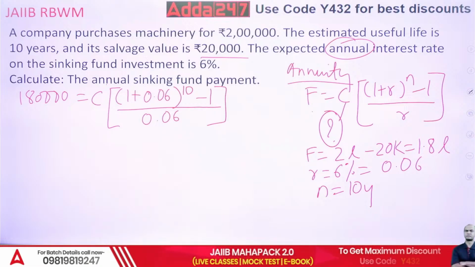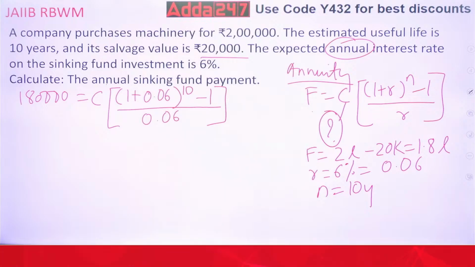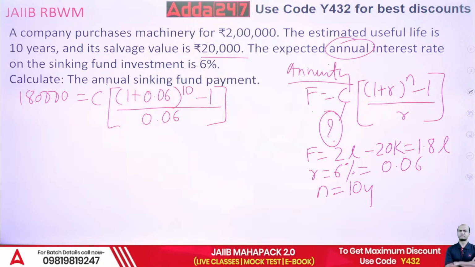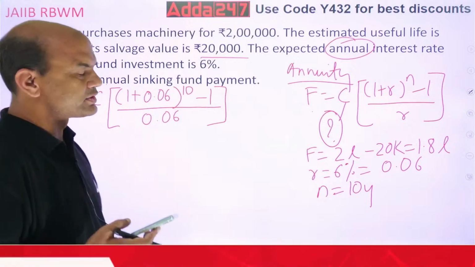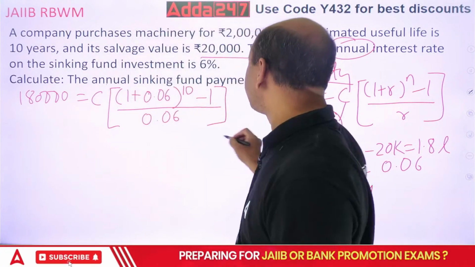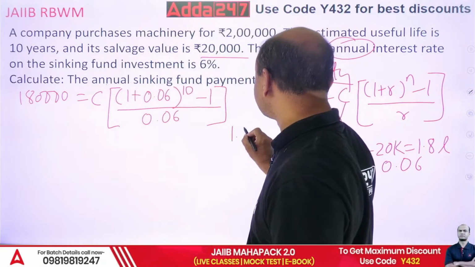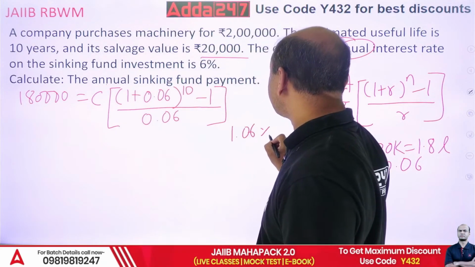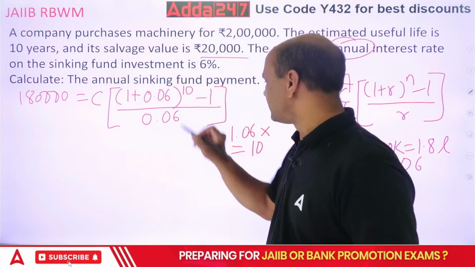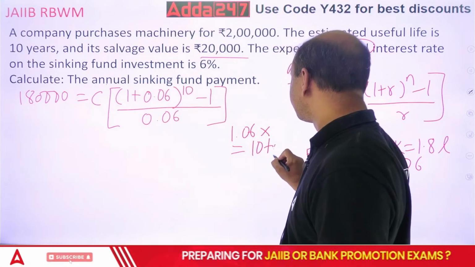Raised to 10. Check this, everyone, 1.06 raised to 10. How to do it? Yesterday I told you how to do it. Type 1.06 over here, then press into, then press equal to 10 times. How many do you want? 10. So 10 times.